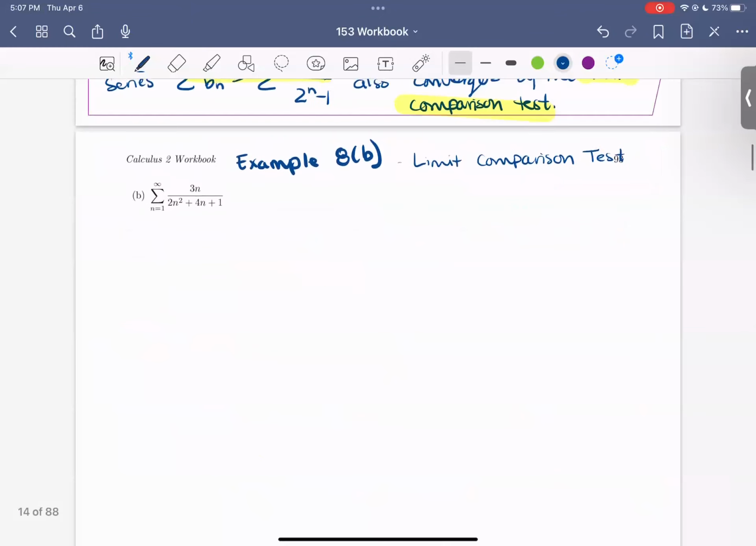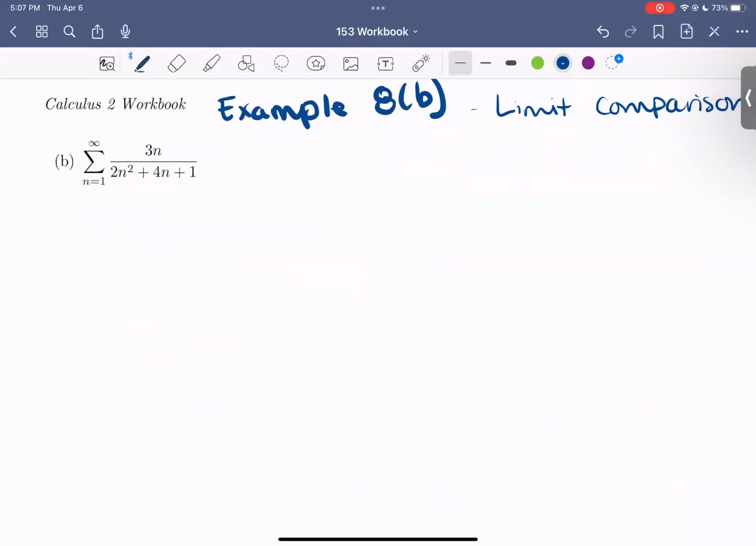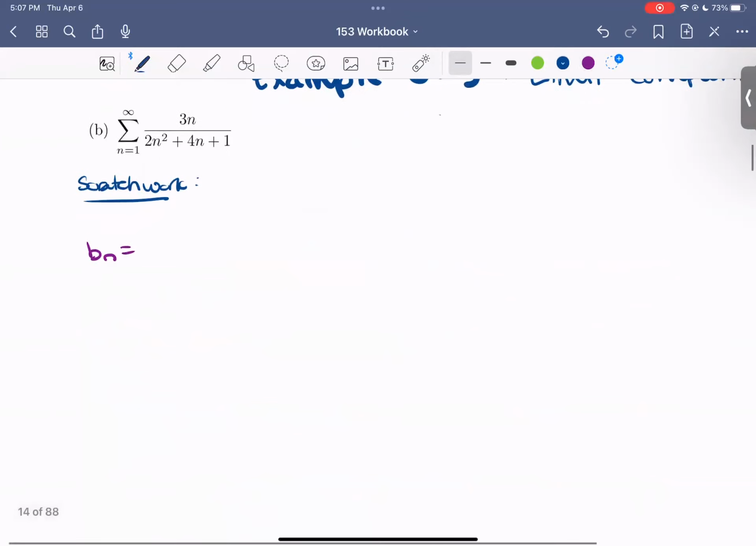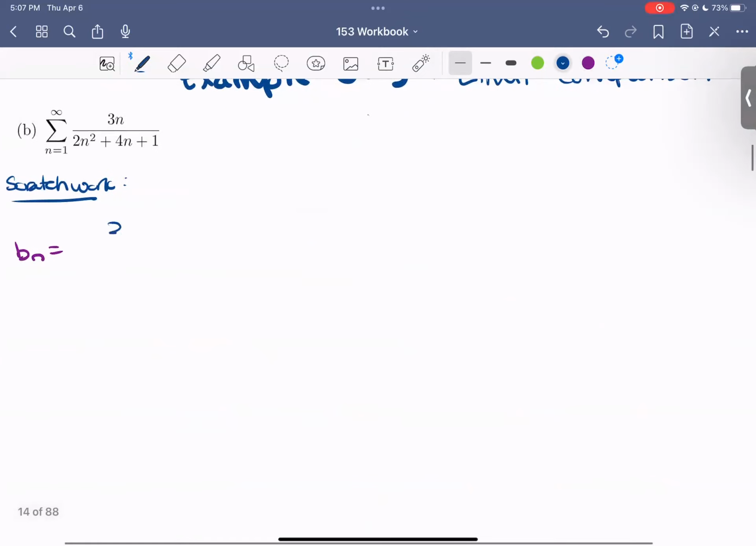So first, I just want to look at the terms in the series that we're given. And we're going to do just some scratch work, play around with the series a little bit, get familiar with it, find that a_n series to compare with. Okay, so our b_n terms look like the following. They look like 3^n over 2n^2 + 4n + 1.